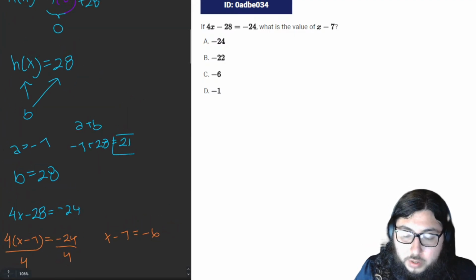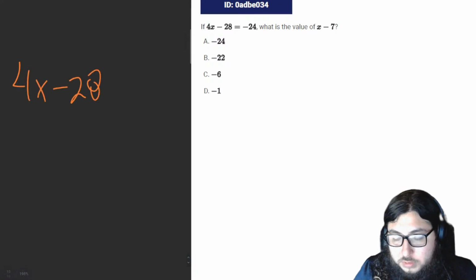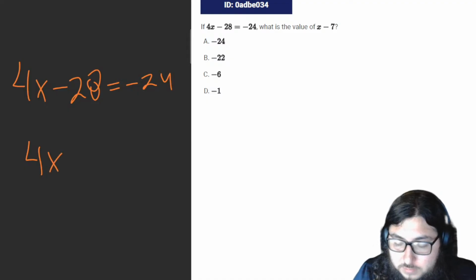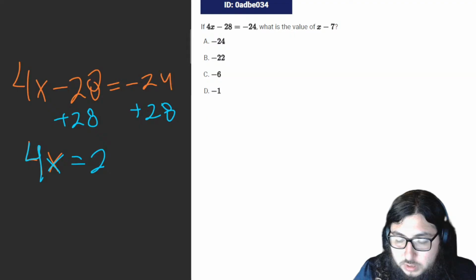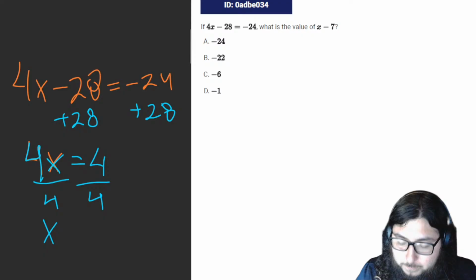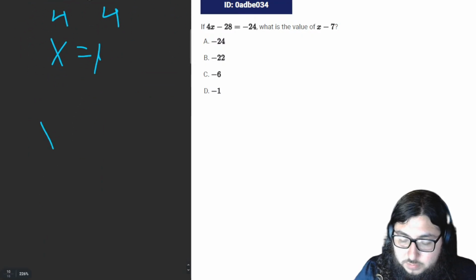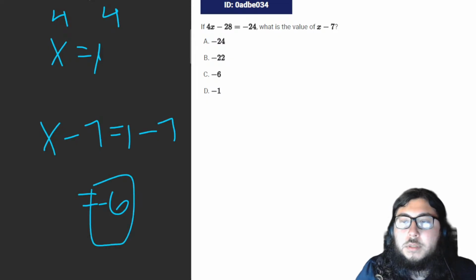But if we were going to do it the other way, here's how we would do it. 4x minus 28 is equal to negative 24. Add 28 on both sides. 4x is therefore equal to 4, sorry, and dividing by 4 on both sides, we get that x is equal to 1, and therefore x minus 7 is equal to 1 minus 7, which is equal to negative 6. That's how you do it the other way.